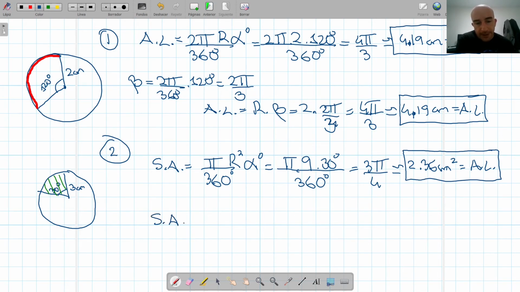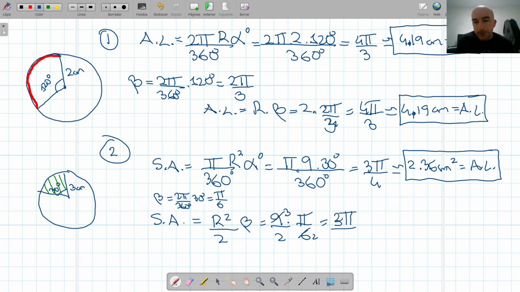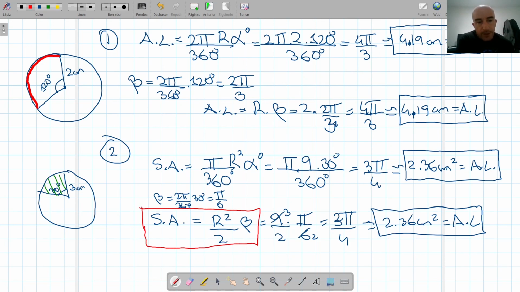If we do it in radians, again, we need to first calculate 30 degrees in radians. Okay, so that would be pi over 6. So the sector area formula is very easy: r squared divided by 2 times the angle. So it's 9 divided by 2 multiplied by pi over 6. And as you can see, that gives you 3 pi over 4, which is again the same 2.36 centimeters squared. Again, same answer, but the formulas are way easier in radians than they are in degrees.